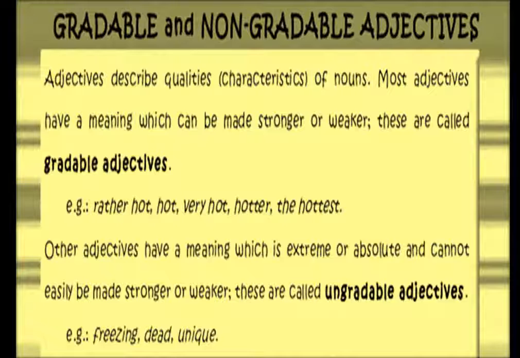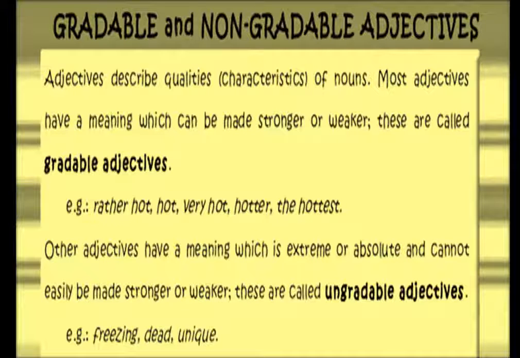Now the next topic. We will see there are two types of adjectives, that is, gradable and non-gradable adjectives. What do you mean by gradable adjectives? We will see here. Adjectives describe qualities, that is, the characteristics of nouns. Most adjectives have a meaning which can be made stronger or weaker. These are called gradable adjectives.